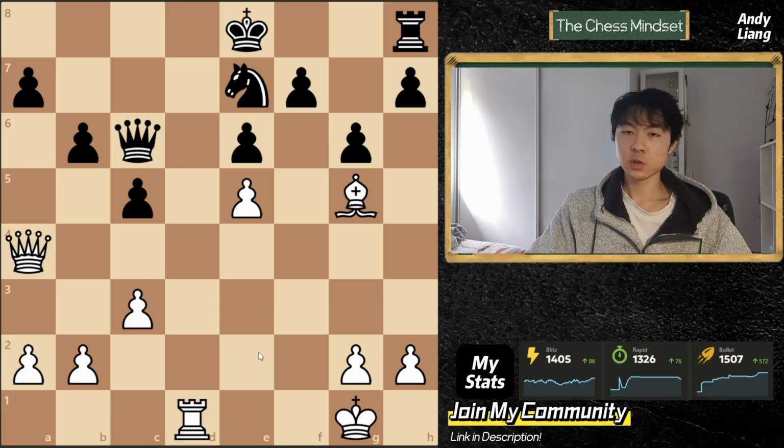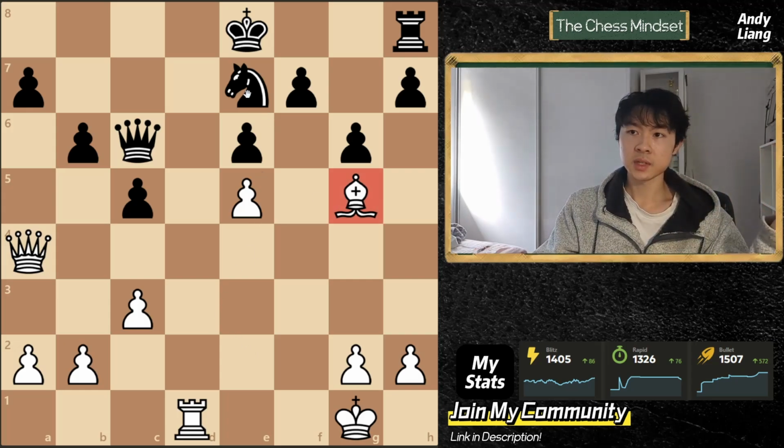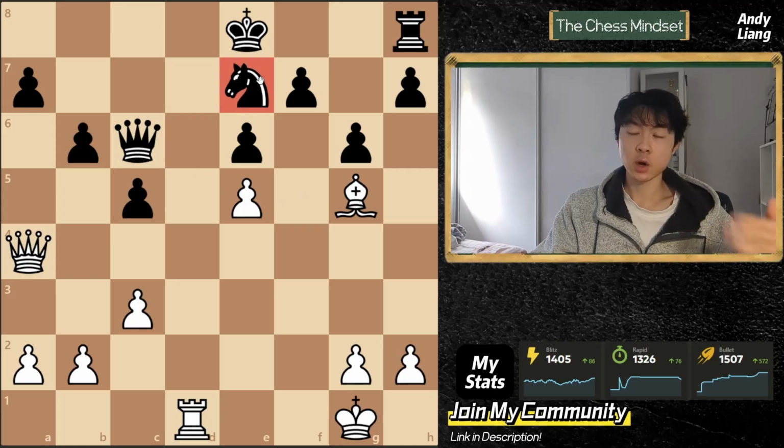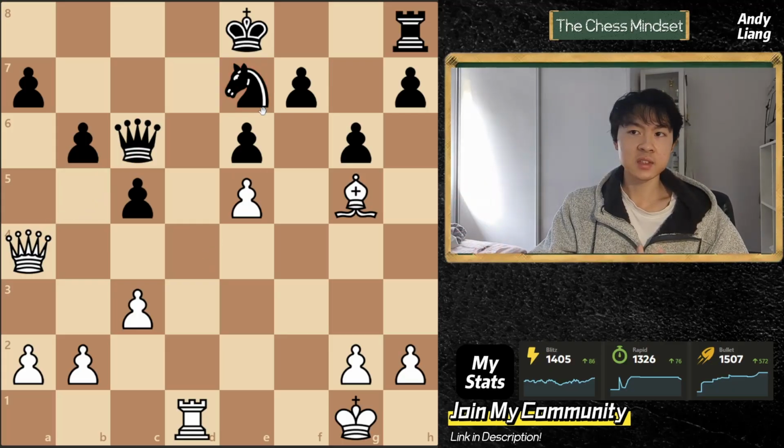Okay, so the solution to this puzzle is very fascinating because we are dealing with multiple pins in this position. First of all, what I noticed is that the material is even. We both have a queen, a rook, and a minor piece. But the thing that should click in your brain straight away is that this knight is the only piece defending this queen. So if we can somehow get rid of this knight, then we can take this queen for free, and we're going to be winning the game, because obviously when you're up a queen, you're going to win the game. So how can we exploit the fact that this knight is the only defender of this c6 queen?